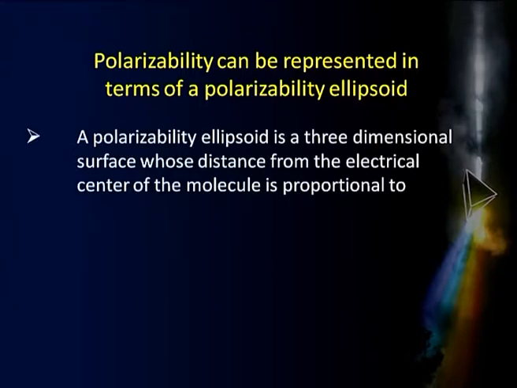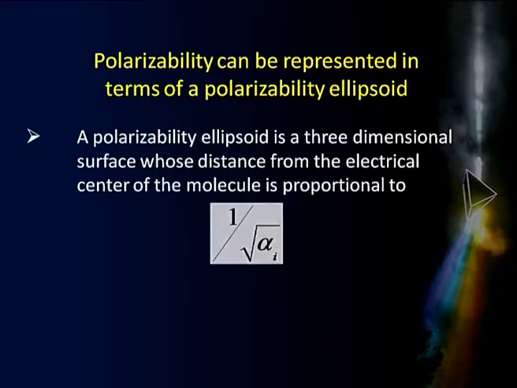Normally, when you talk about polarizability of a molecule, it is represented in terms of a polarizability ellipsoid. Let us see what it is. A polarizability ellipsoid is basically a 3-dimensional surface whose distance from the electrical center of the molecule is proportional to 1 by square root of alpha_i, where alpha_i happens to be the polarizability. That means, if along a given direction the polarizability is more, then the ellipsoid will have a shorter dimension there. If polarizability is less, the ellipsoid will be larger.